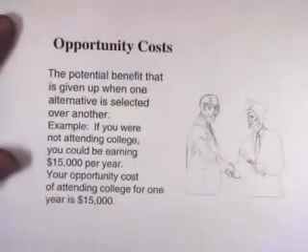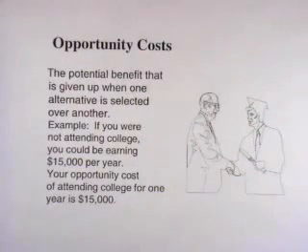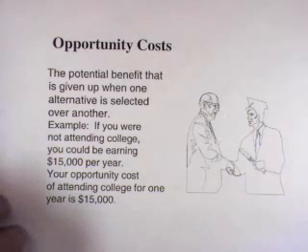Then there's opportunity costs, which you can probably relate to with this example: the potential benefit that's given up when one alternative is selected over another. For example, if you were not attending college, you'd be earning $15,000 per year, and your opportunity cost of attending college for 1 year is $15,000. So the amount that you're losing by not taking the opportunity to work is the cost of whatever you decided to do with your time, which is, in this case, going to school.